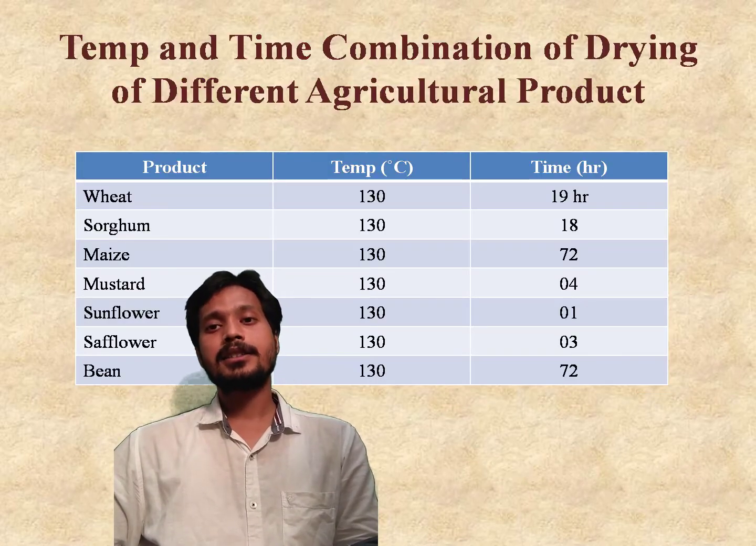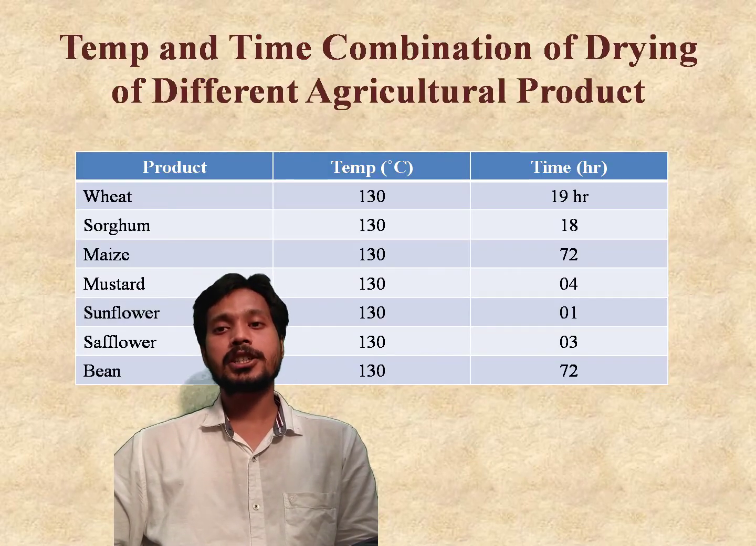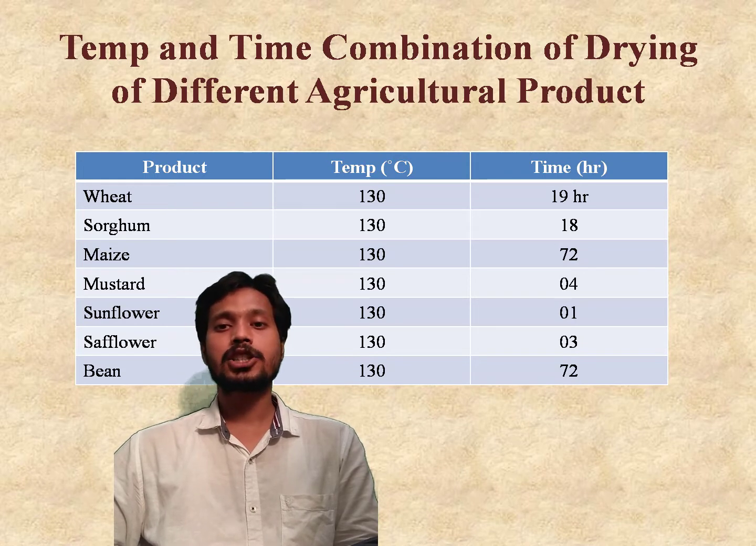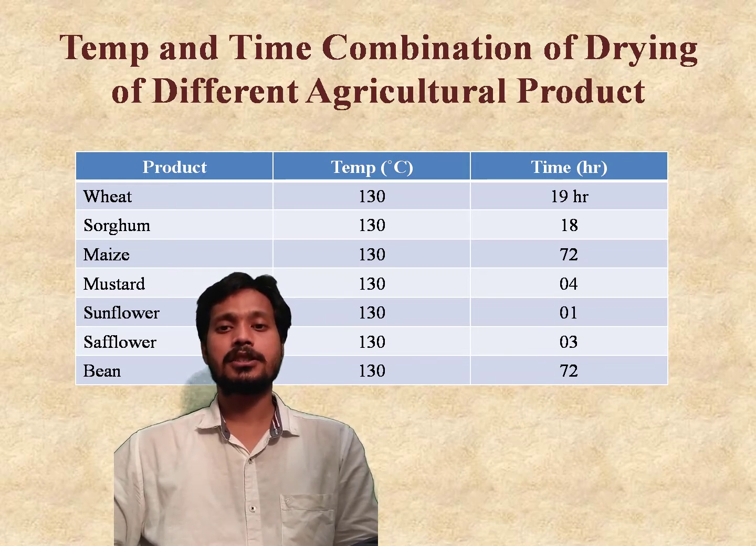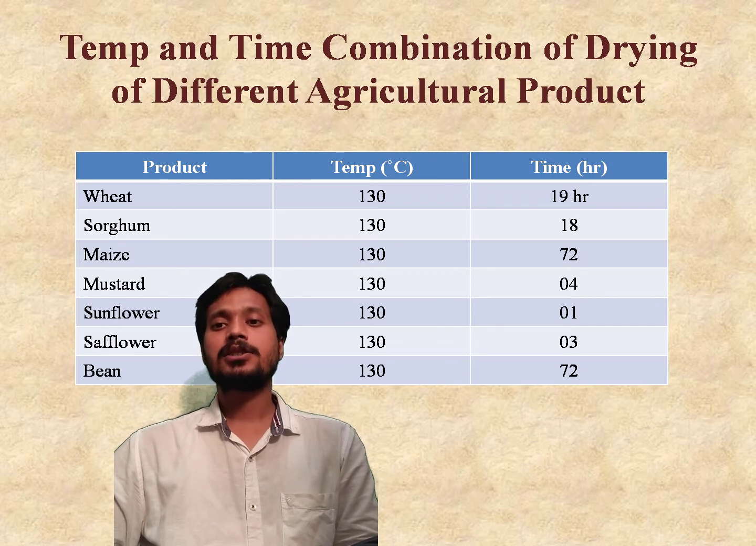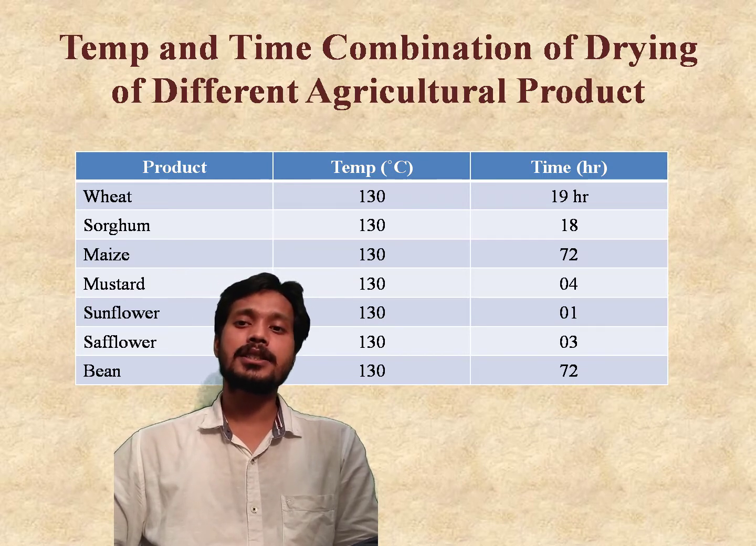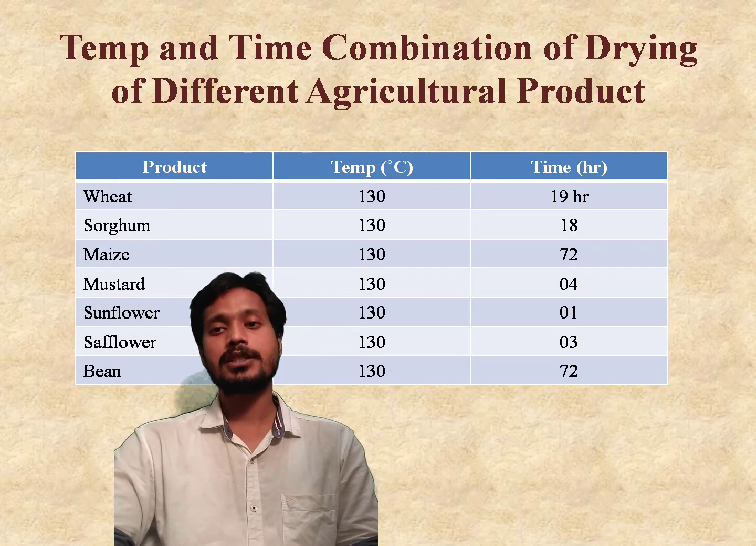Next, the temperature and time combinations for drying of different agricultural products are given: wheat, sorghum, maize, mustard, sunflower, safflower and bean. So here you can see the temperature and time combinations are given.